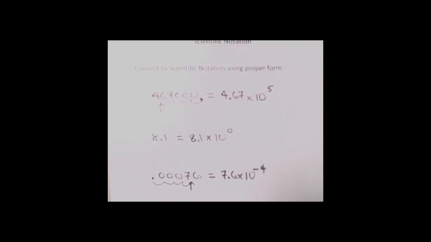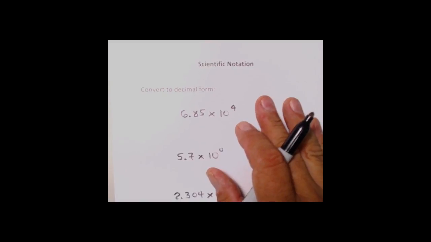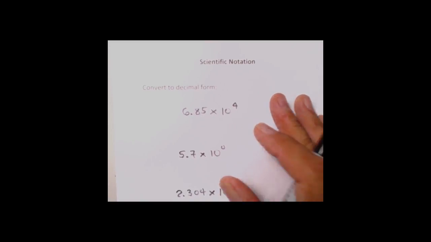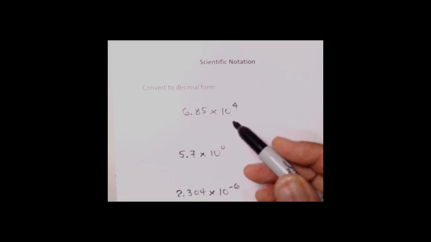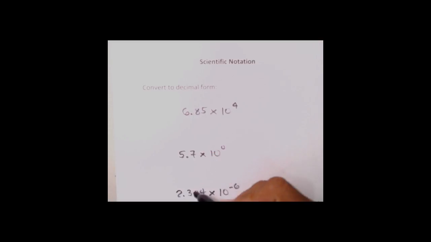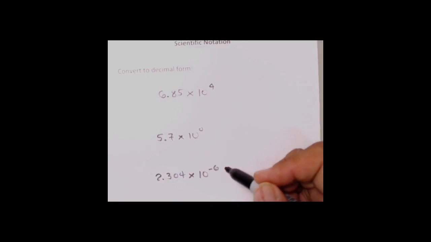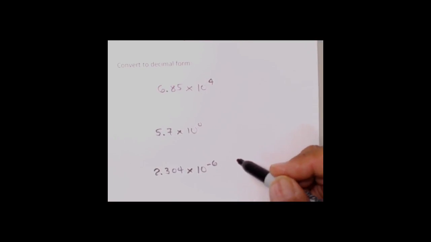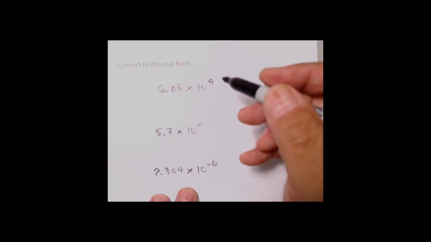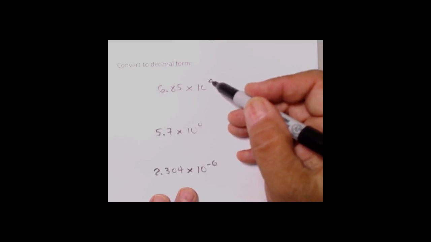Well, of course, the next thing we have to do is be able to take scientific notation and convert it back to regular numbers. So here it is. Let's go ahead and do it. Now, we've got 3 examples here, all in scientific notation. What we need to do is write these back as regular decimal numbers.